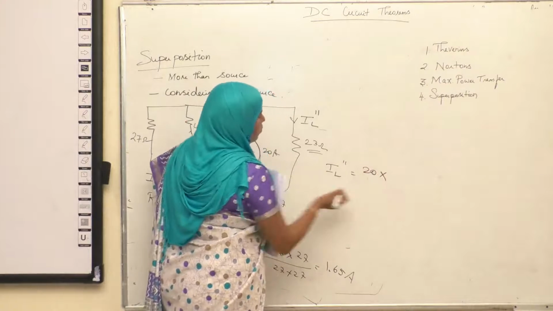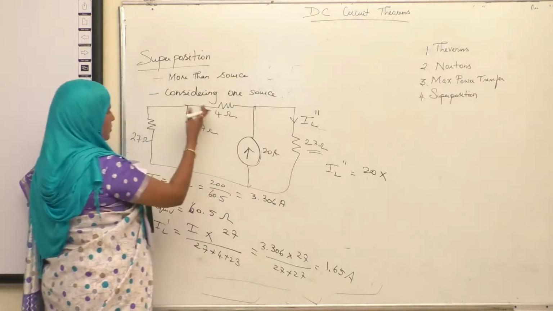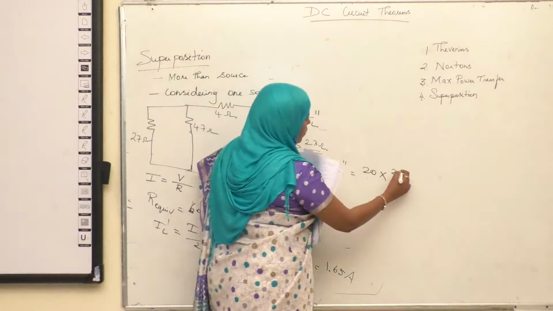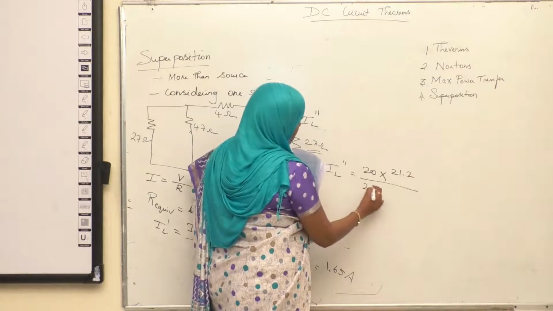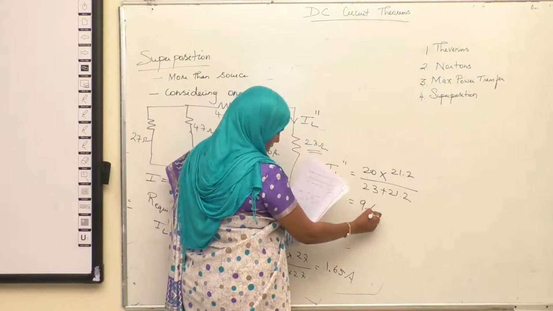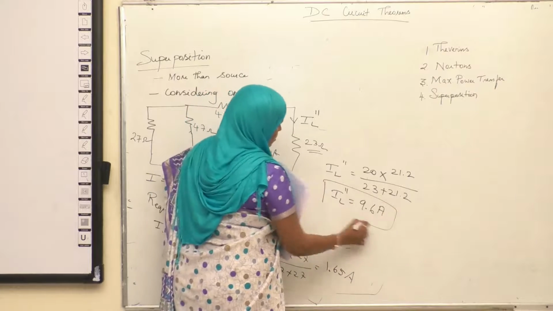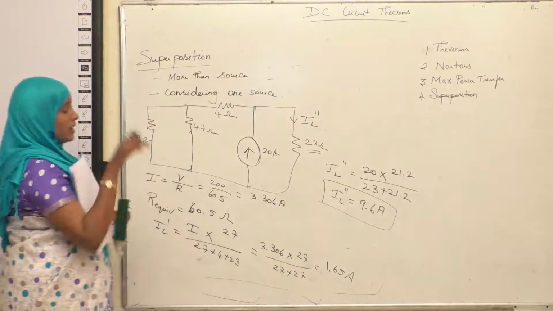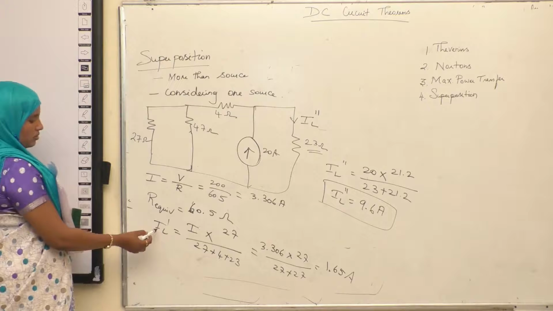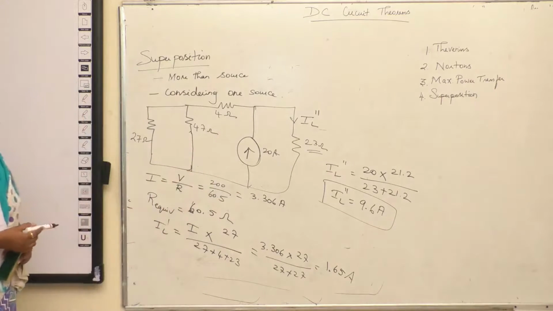So 20 into the opposite resistance. For this 23 ohm, these are all the opposite resistance. So the value is 21.2 divided by 23 plus 21.2. This gives you a value of 9.6 ampere. This is your current flowing through 23 ohm when you are considering the second source. And this one is the current through 23 ohm when you have considered the first source.